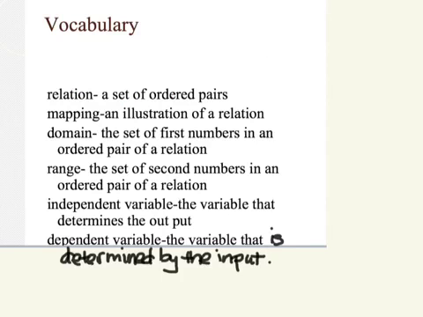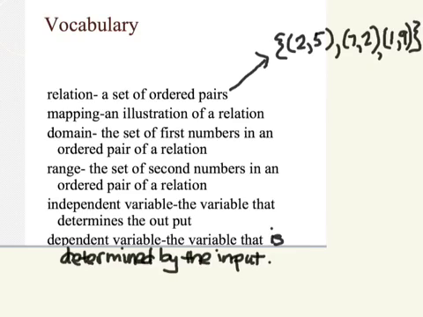So here's the rest of your vocabulary, and we can talk about each of these. When we have a relation, that's a set of ordered pairs. For instance, the following refers to a set of ordered pairs. I use my little curly brackets, and here's a set of ordered pairs: (2, 5), (7, 2), and (1, 9), and I can define that as a relation.